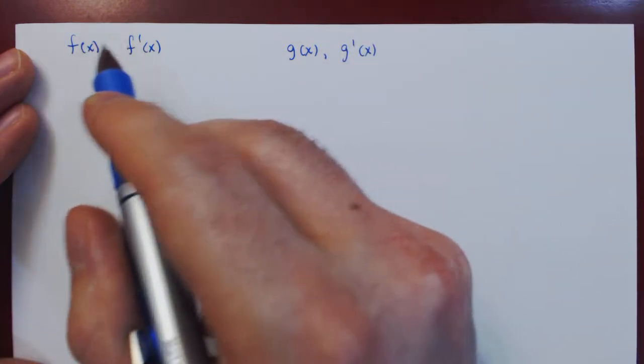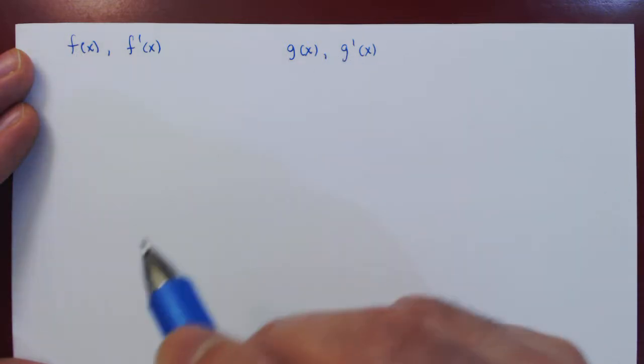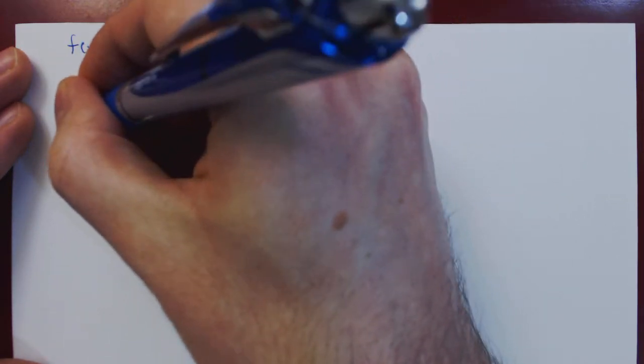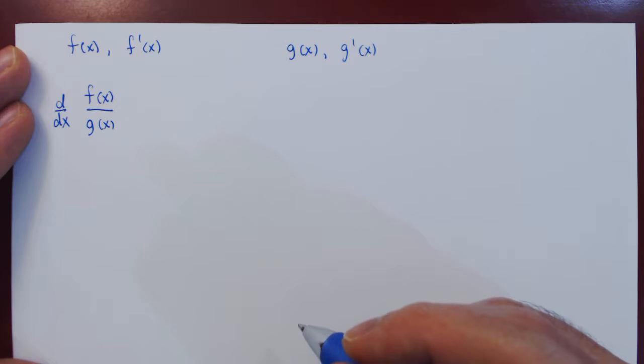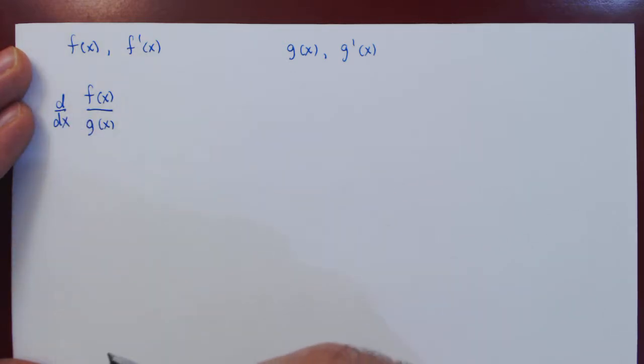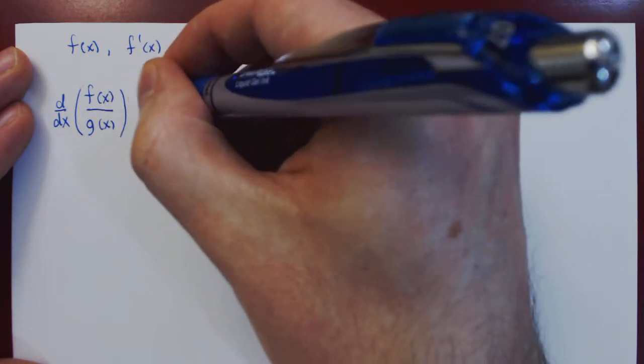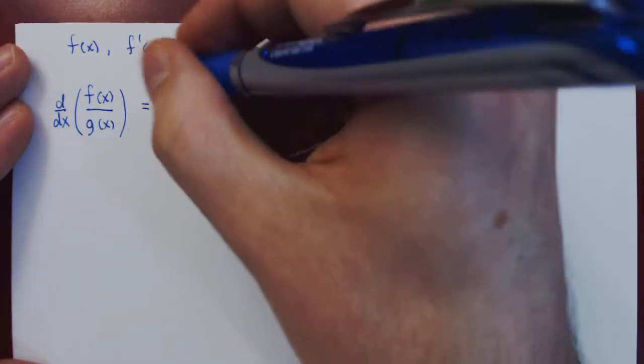If we know how to differentiate f and differentiate g, can we find an easy way to differentiate the quotient between f of x and g of x? So we ask, what is the derivative of f of x over g of x with respect to x? And the answer is fairly simple.